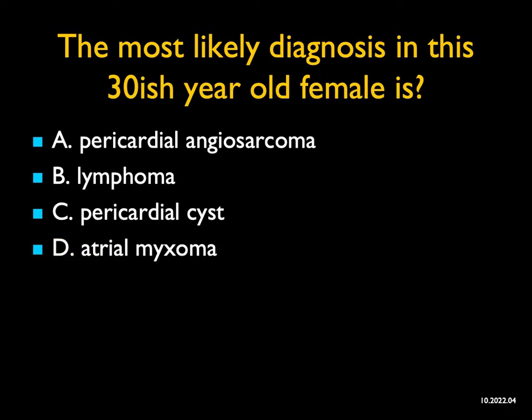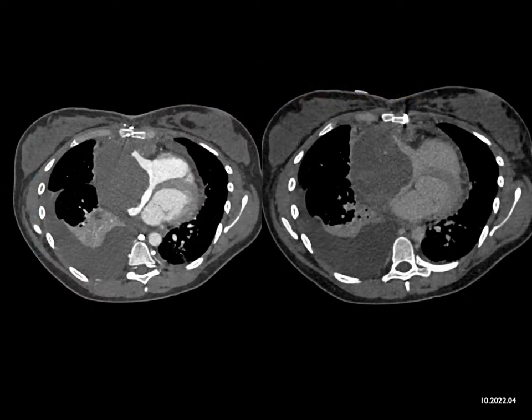The most likely diagnosis in this 30-ish-year-old female is, well, you see a large mass that's relatively hypovascular involving the right side of the heart. It's involving mainly the right atrium, but also the right ventricle. What could this be? Well, the truth is it could be lymphoma. That gives you bulky disease, can involve the heart, particularly the pericardiac regions. It's a thought. This is not a pericardial cyst. Those are benign and simply, when they get big enough, can cause mass effect, but not invasion of the chambers.